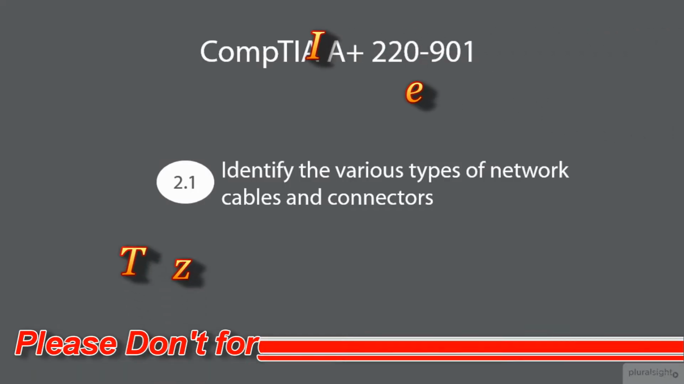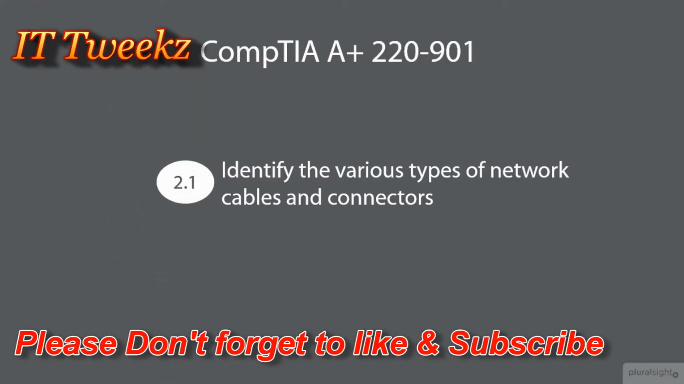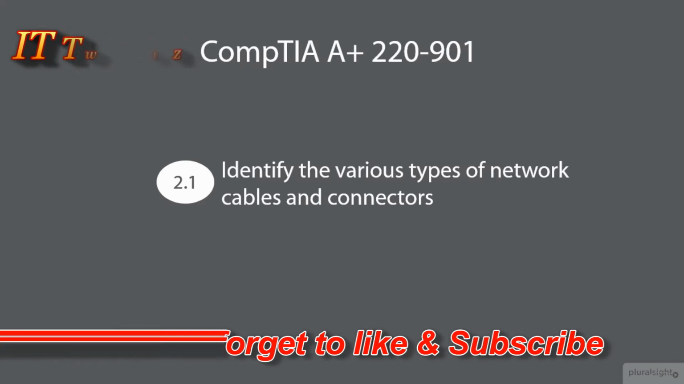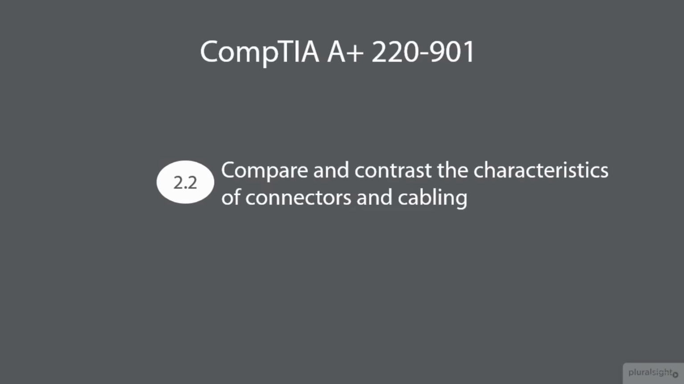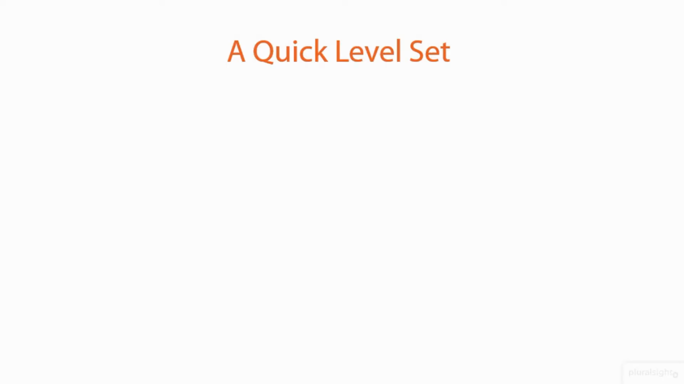In this module, I'm actually going to cover 2 objectives from the networking blueprint on the A+ 220-901 certification exam. First, we're going to do 2.1, which says that we need to identify the various types of network cables and connectors. And we'll also cover 2.2, which asks us to compare and contrast the characteristics of connectors and cabling. It just seemed to me that these 2 bullet points were so similar that it made the most sense to combine them seamlessly.